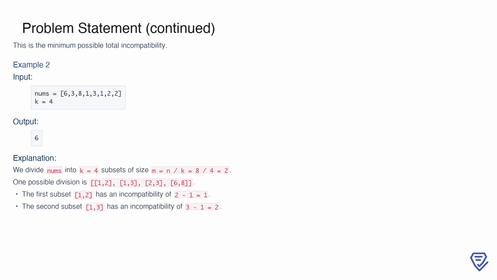Now, let's look at another example. Suppose nums is [6, 3, 8, 1, 3, 1, 2, 2], and k is 4. The size of each subset here is m equals n/k equals 8/4 equals 2. One way to divide the array is into the subsets [1, 2], [1, 3], [2, 3], [6, 8]. Looking at the incompatibility of each subset, the first subset, [1, 2], has an incompatibility of 2 - 1 equals 1, and the second subset, [1, 3], has an incompatibility of 3 - 1 equals 2.